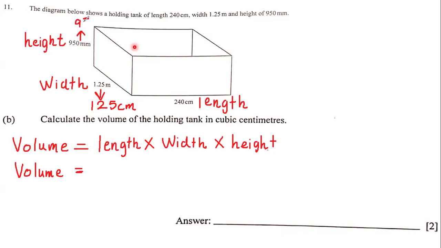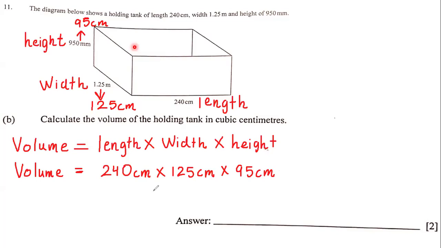95 centimeters. And so let's go ahead and multiply that. So the length is what? The length is 240 centimeters, multiplied by the width, which is 125 centimeters, multiplied by the height, which is what? 95 centimeters.